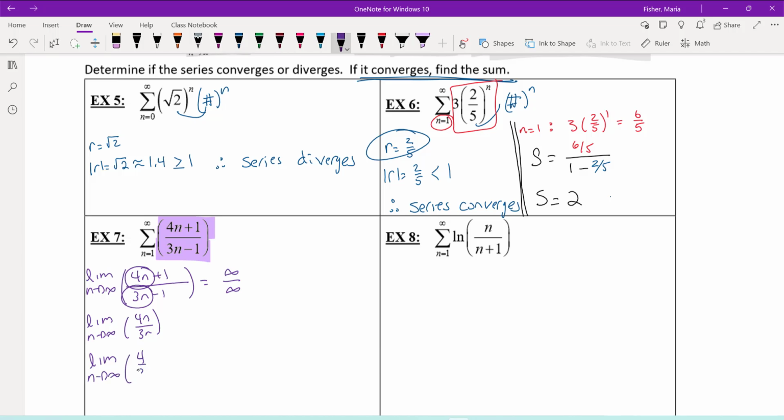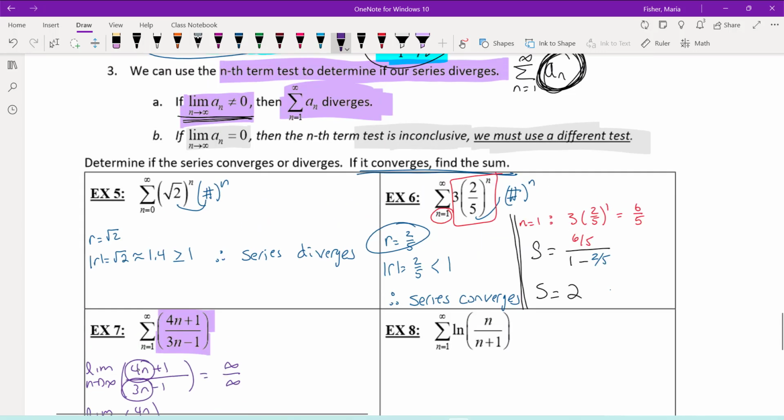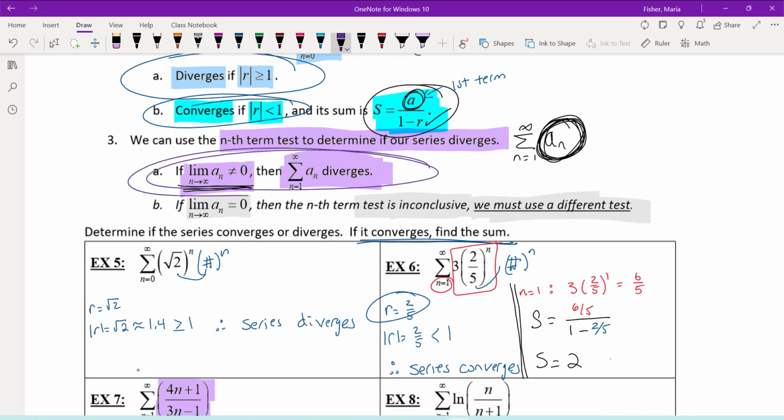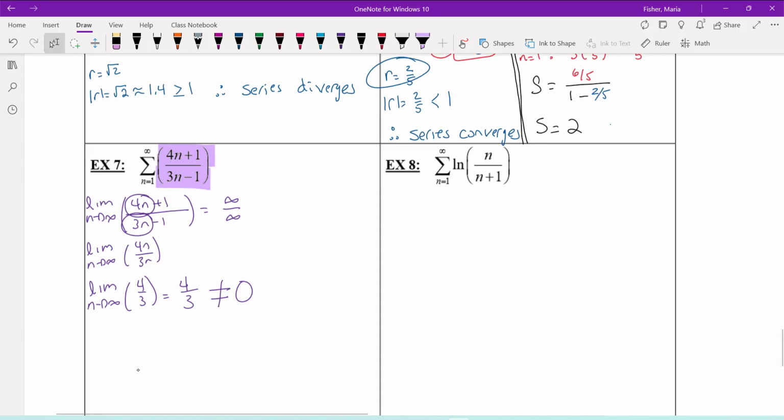Well, what's the limit as n goes to infinity of 4/3? Well, that's equal to 4/3. Well, 4/3 doesn't equal 0. Therefore, we know that this series is going to diverge because the limit as n goes to infinity did not equal 0. We say that, therefore, our series diverges by the nth term test.